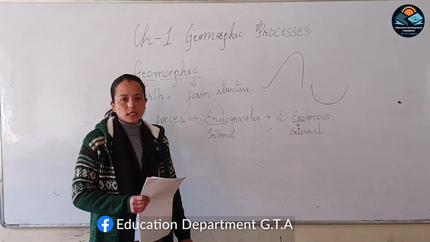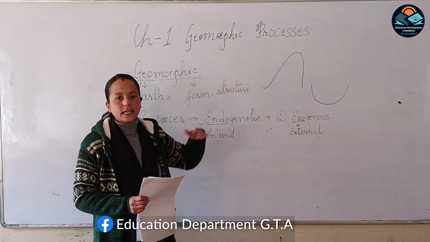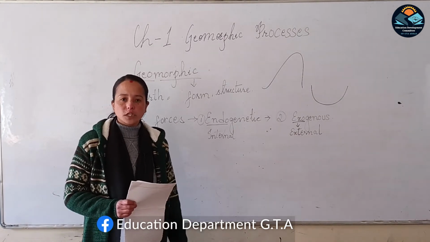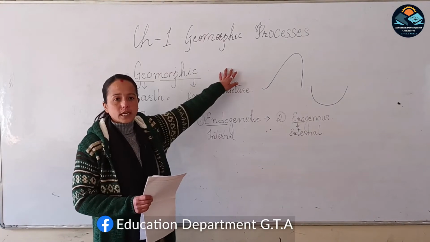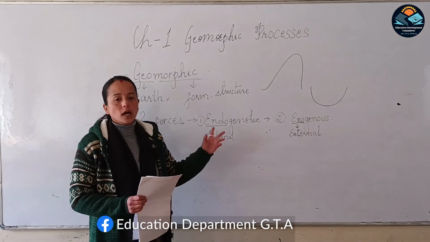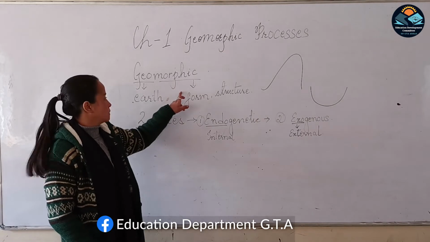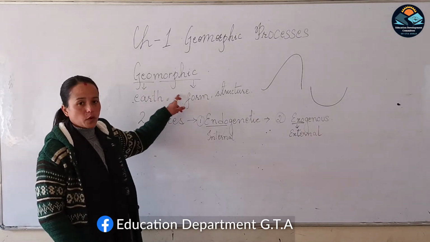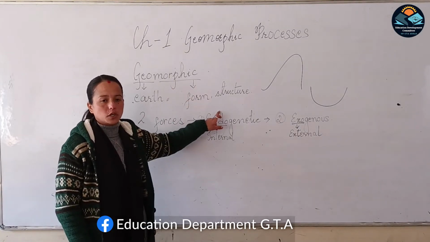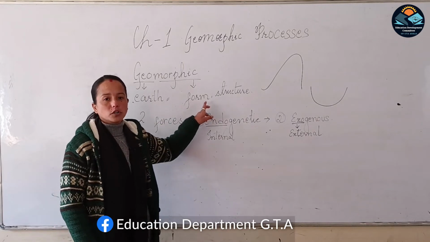So this unevenness is because of the geomorphic processes. These landforms like mountains, plateaus, they are formed because of these geomorphic processes. They are the result of geomorphic process. So the word geomorphic is made up of two terms, geo and morphic, where geo means earth and morphic means the form or the structure. So geomorphic means the earth's form, landform or the structure.